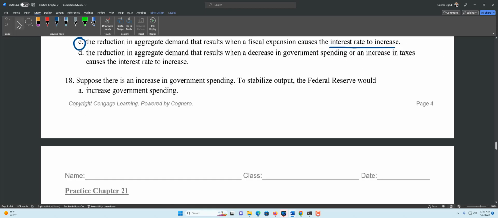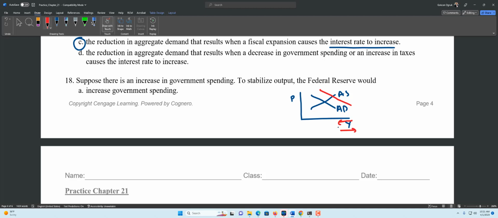Question 18. Suppose there is an increase in government spending, and we need to find out what the Federal Reserve should do to stabilize the output. So when government spending increases, let's do this. This is price, this is Y, this is aggregate demand, this is aggregate supply. When government spending increases, the aggregate demand curve shifts to the right. So we now have an increase in output. We need to find a policy that decreases this output because we want to stabilize the economy.